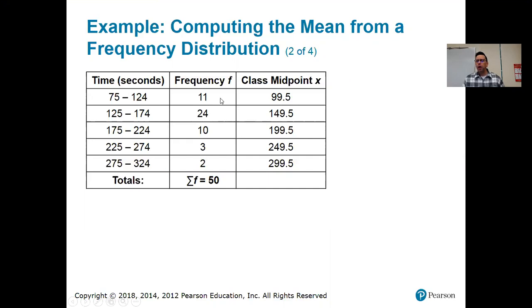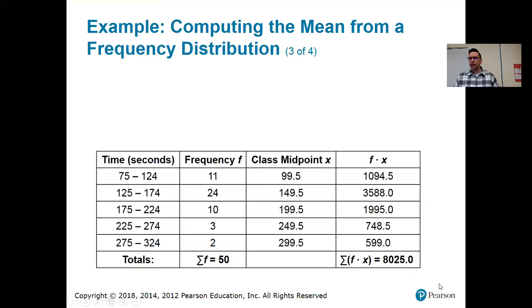Okay. So these are my frequencies. Notice they add up to 50. So when I go to find this mean, I'm going to be dividing by 50. Here are the class midpoints. So now the next thing I'm going to do is multiply each frequency by its class midpoint. And that is how you come up with this.